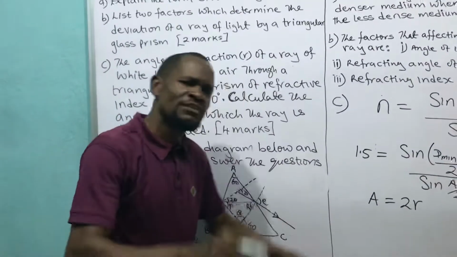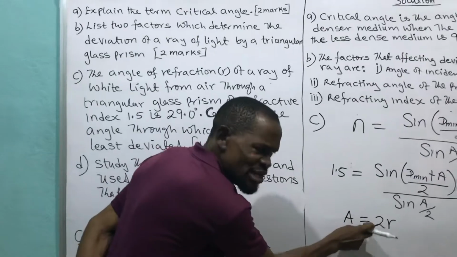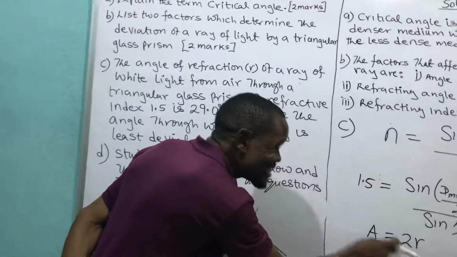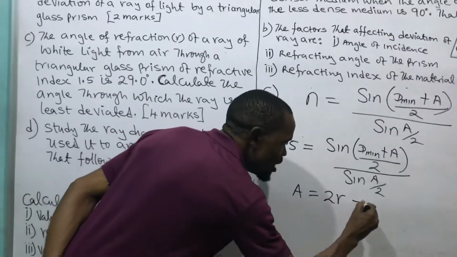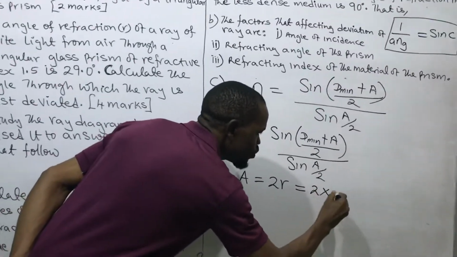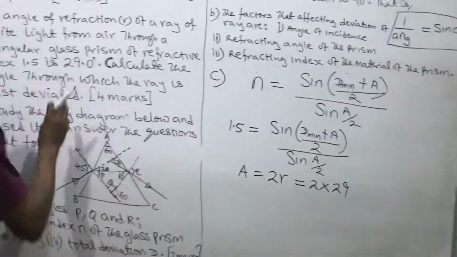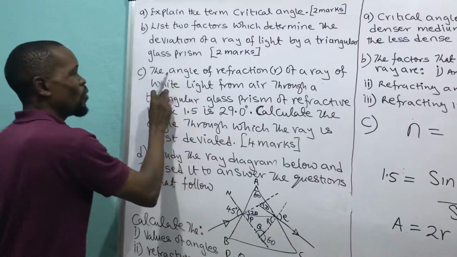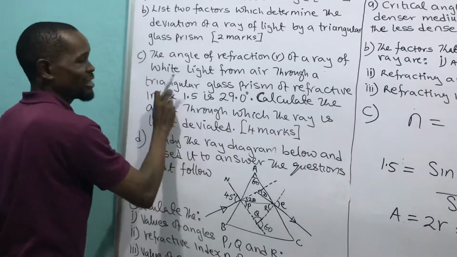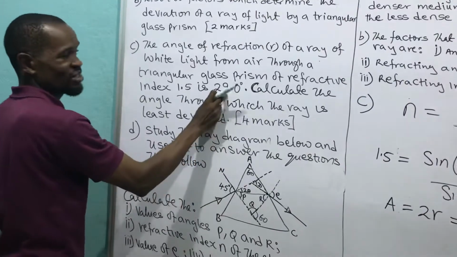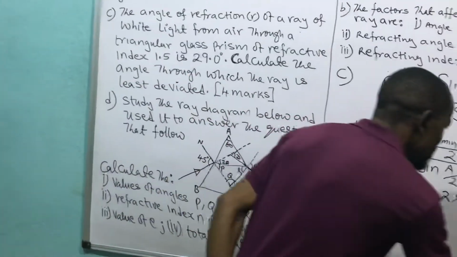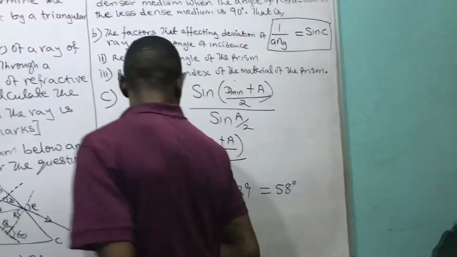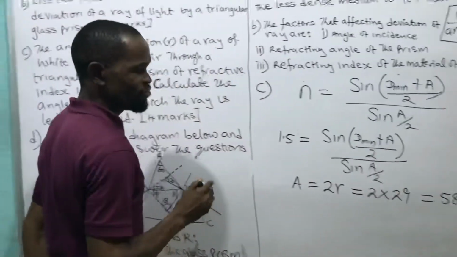Where did I get this? From that proof. Go there and study it. If you study the proof of this particular one, you will take this question easily. Then this will be equal to 2 times what? 29. Where did I get 29? They say the refraction of a ray of white light from the air through a triangular prism is given as this 29 degrees. So this will give me 58 degrees. That means I've gotten my A to be 58 degrees.